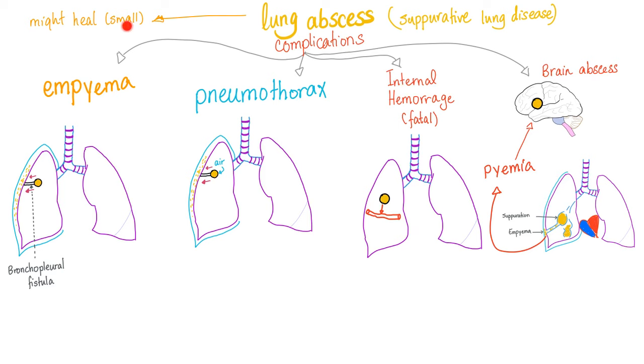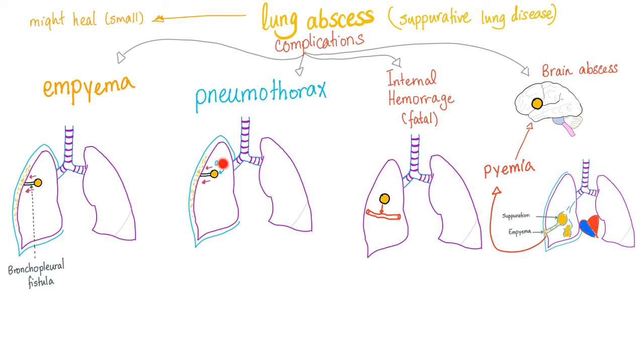Complications of lung abscess. It might heal if the abscess is small, or it can have lots of complications. Empyema: there is a bronchopleural fistula between the abscess and the pleura, leading to pus in the pleura. What do you call pus in the pleura? We call it pleural empyema, not to be confused with pyemia. Pyemia is a septic embolus in the blood.